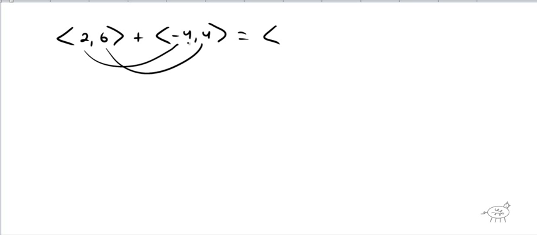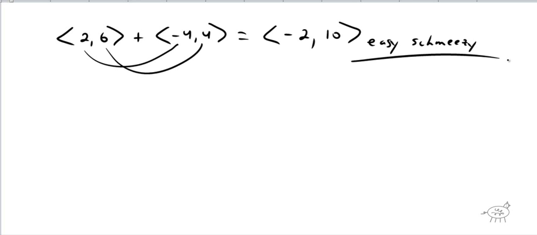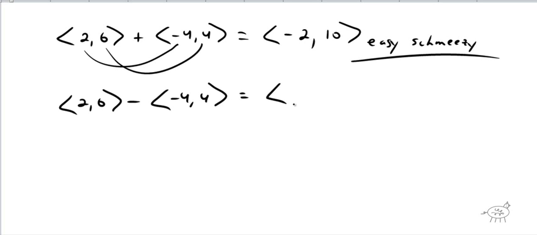Okay, so 2 plus a negative 4, so 2 minus 4 is negative 2, and 6 plus 4 is 10, and that's your answer. This is so easy. I'm going to even write easy schmeezy down here, because it is. It's easy schmeezy. All right, you can subtract too, so I can do the same thing, 2 comma 6 minus negative 4 comma 4. Just be careful what you do here. It's 2 minus a negative 4, so it's 2 plus 4, which is 6, and 6 minus 4, which is 2. Okay, just as easy. You just have to be careful when you're doing subtraction.